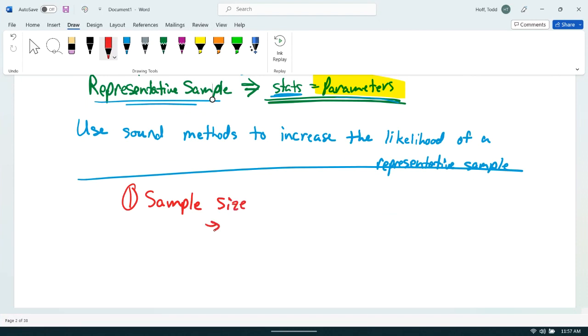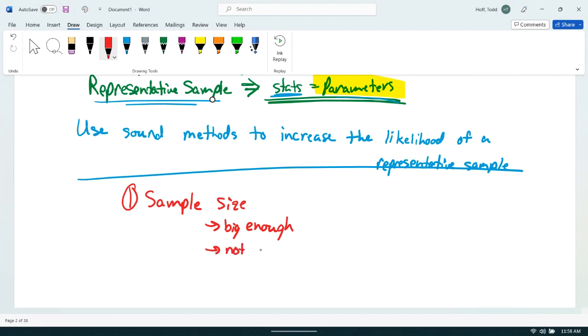Now, the first part is pretty obvious. It has to be big enough. I can't just go out on the street and ask the next two people I see, what candidate do you plan to vote for in the next election? If the first one says candidate A and the second one says candidate B, I can't go back and say, hey, the population seems to be split 50-50. That would be too small of a sample.